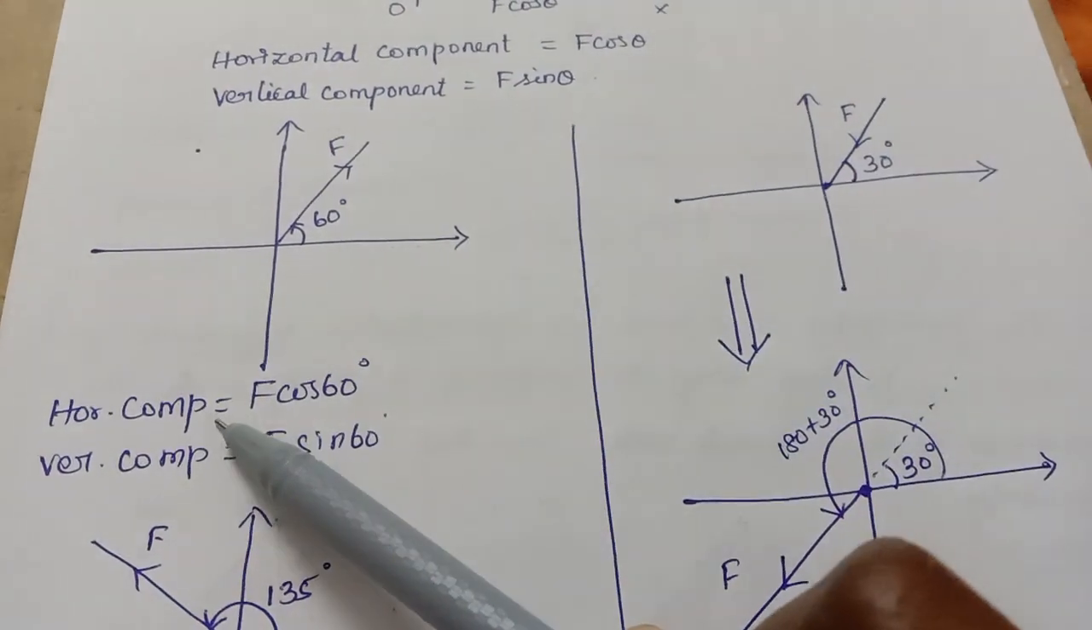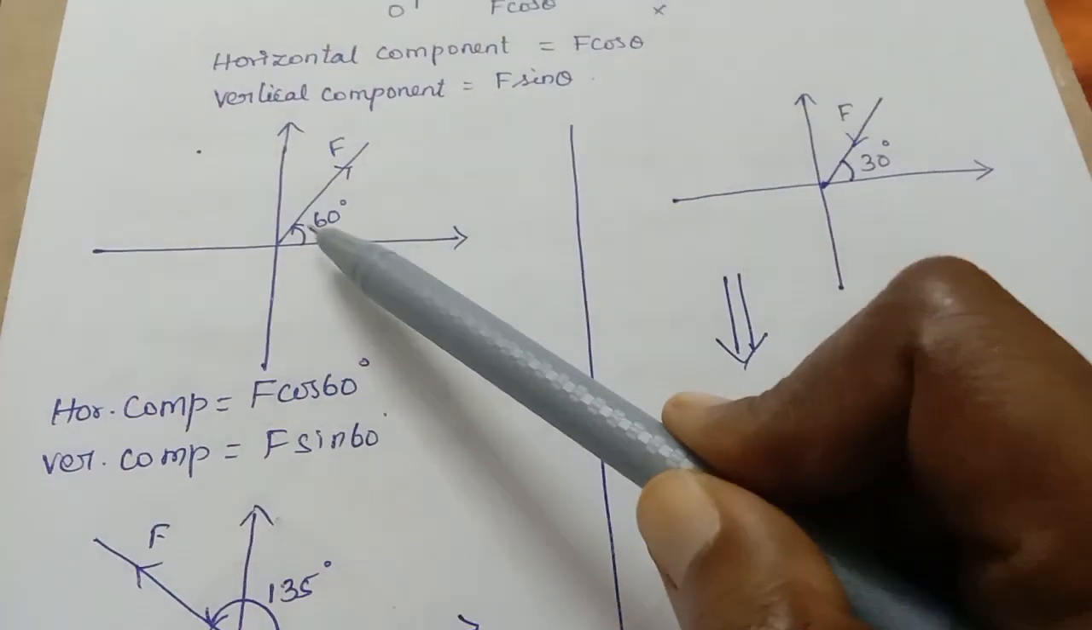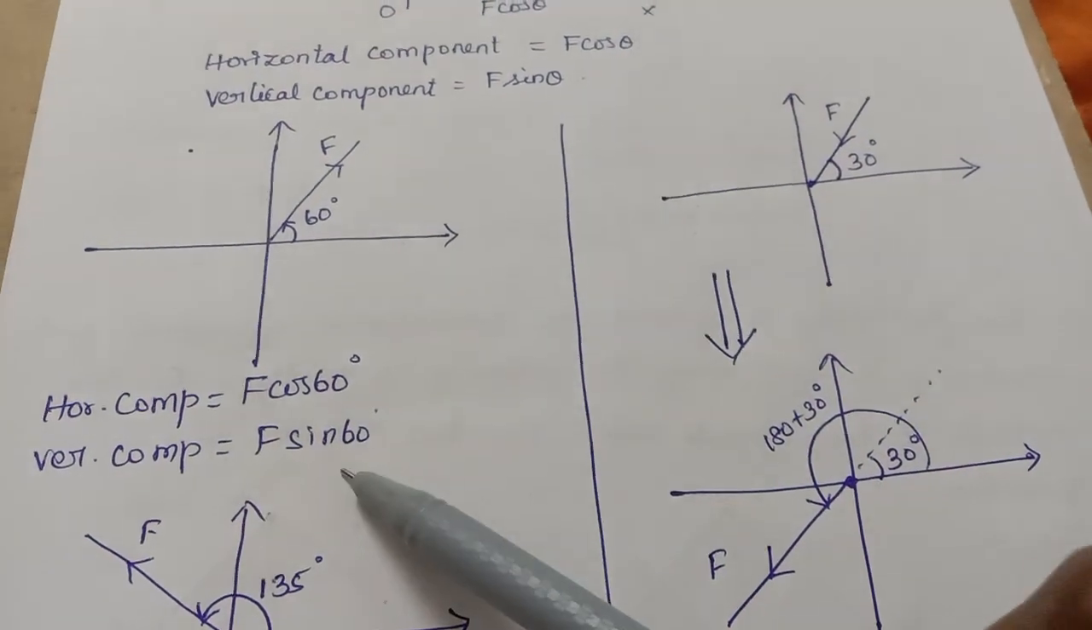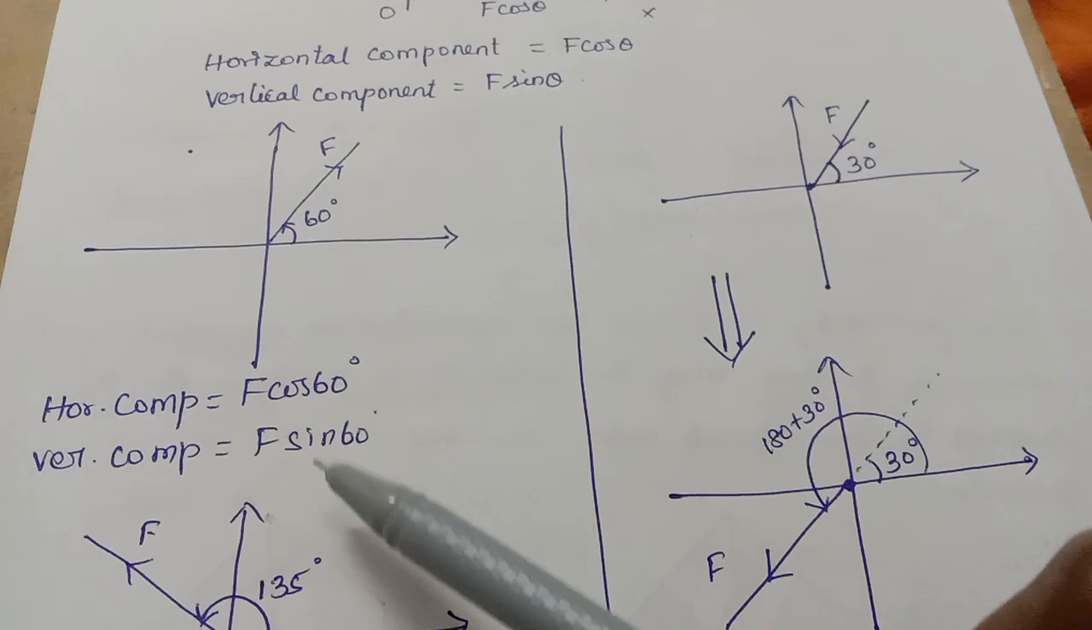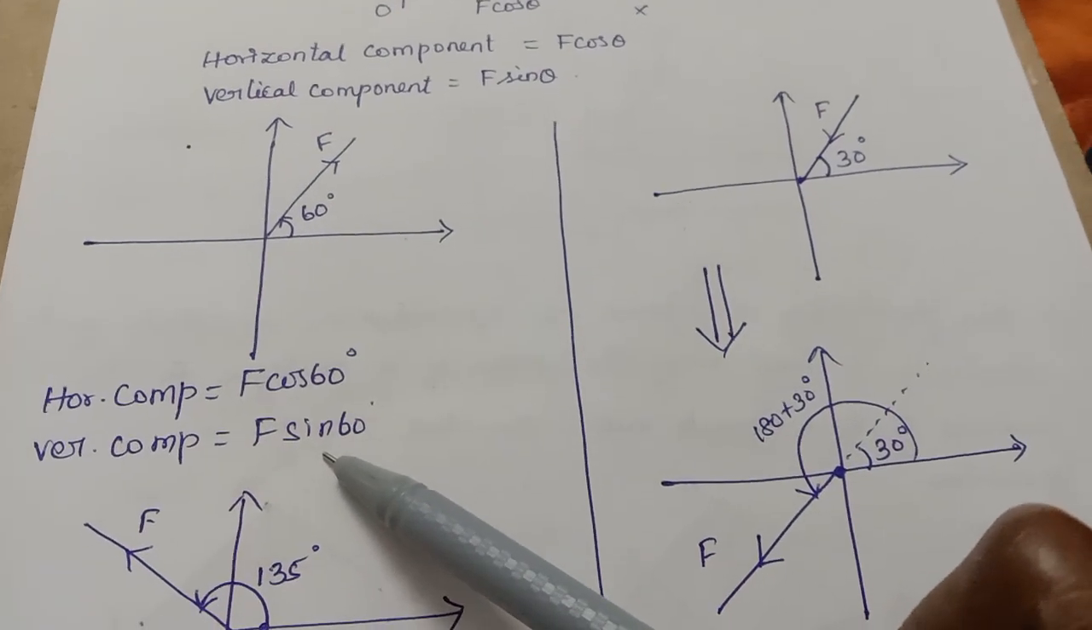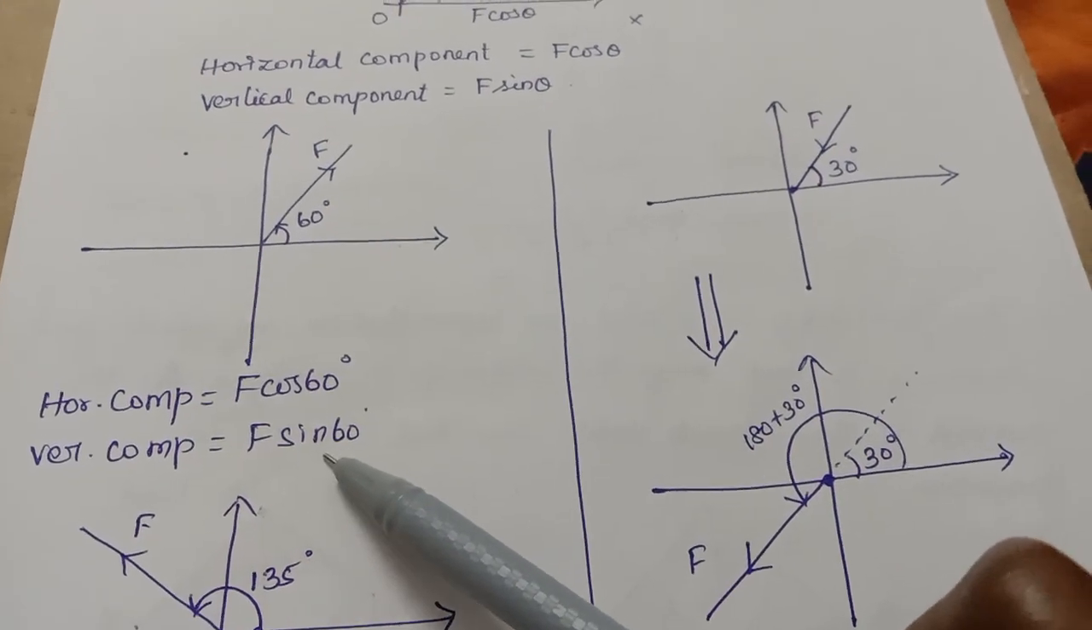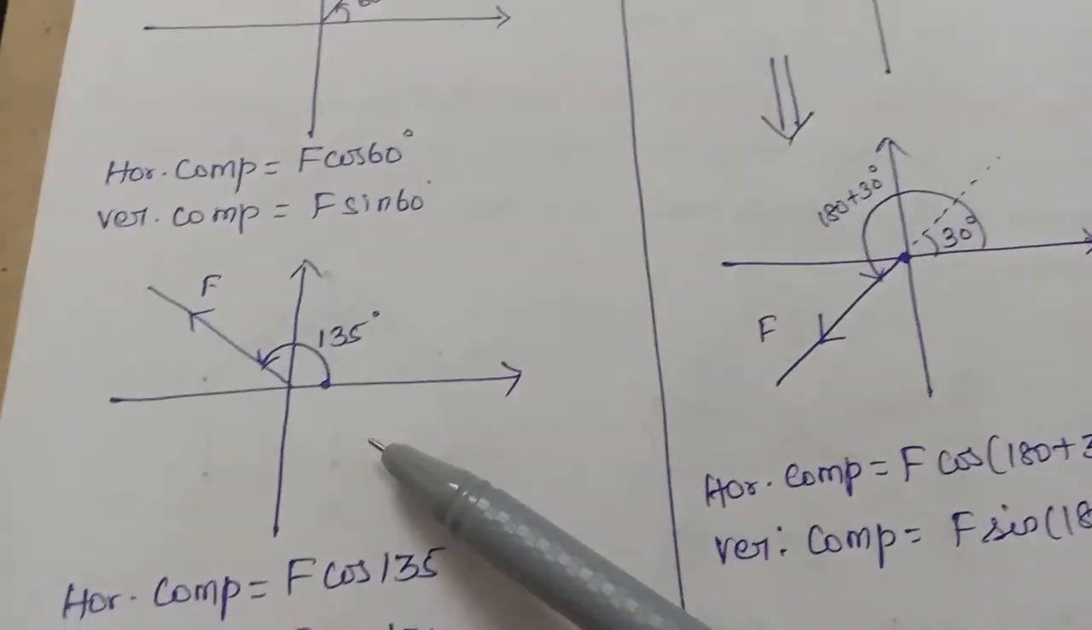Okay, so its horizontal component is F cos 60 and its vertical component will be what? F sin 60. Okay, simply in the place of cos, what you have to do? Replace it by sin. That's all. No other thing is required. Right? Next problem.